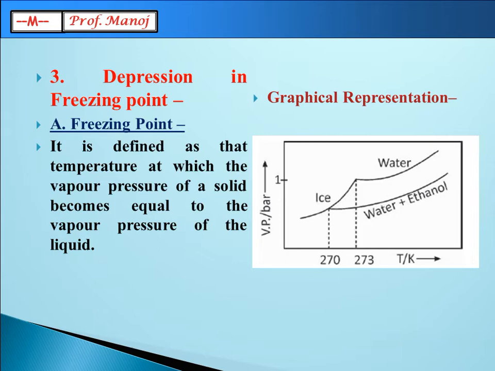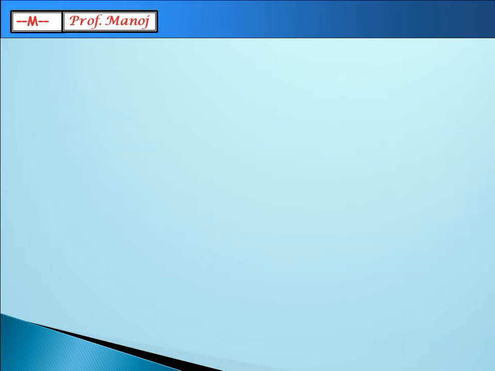This graph is to be read from right to left. You can see water, the graph of water, has certain high vapor pressure. As we cool down at certain temperature, say 273 Kelvin, the graph changes the angle and it becomes ice. If you see another graph which is of water and ethanol, it is parallel but at a lower stage, that is the depression. But we will see the depression once again.